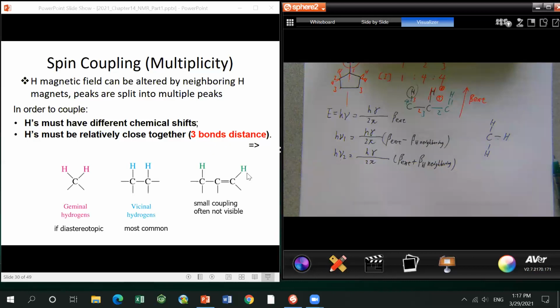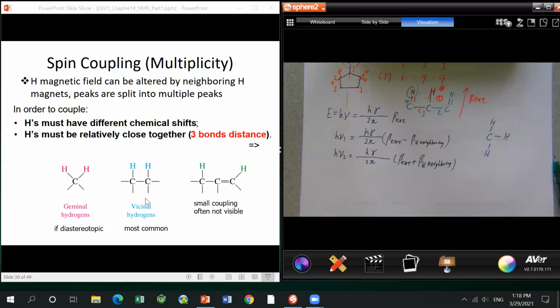For the 2-bond case, we call it geminal coupling. That normally happens between the 2 protons on the same carbon. Normally, in a CH2, the 2 protons have the same chemical shift, so they won't couple to each other. But if there's a stereocenter, these 2 protons will be diastereotopic. They will have different chemical shifts, and then they will couple to each other. That's something to keep in mind. It's not common, but we do see geminal coupling.